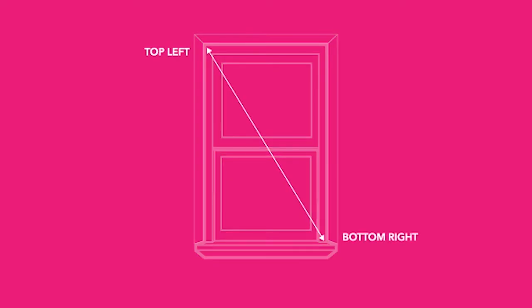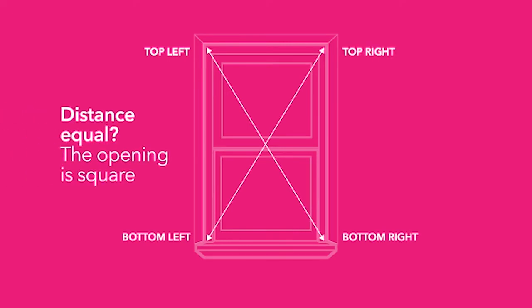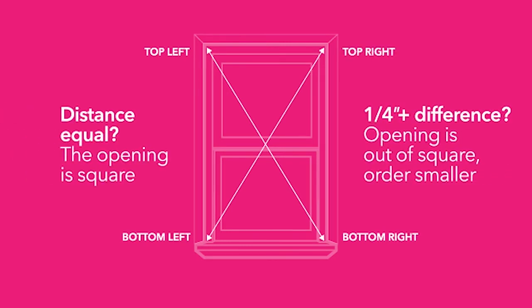The next step is to measure the diagonals. First, measure from the top left corner to the bottom right corner. Then measure from the bottom left corner to the top right corner. If the distances are equal, the opening is square. If the 2 measurements vary by more than 1/4 inch, the opening is out of square and a smaller replacement window should be strongly considered.